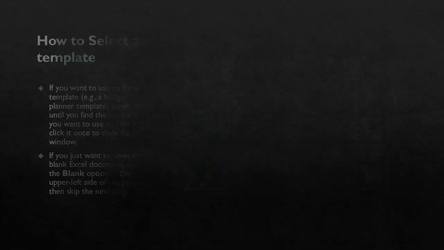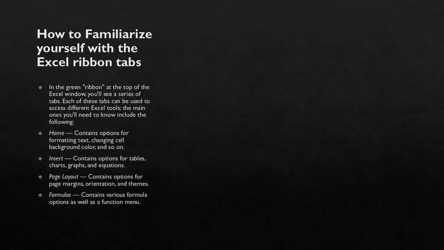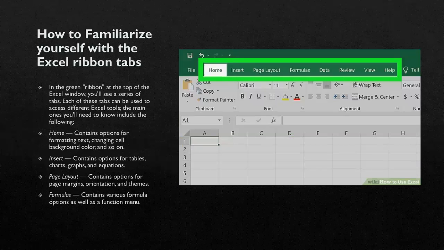Now move on to slide number 3. That is to tell us how to familiarize yourself with the Excel ribbon tabs. Okay, now in the green ribbon at the top of Excel, you'll see a series of tabs. Each of these tabs can be used to access different Excel tools. The main ones you need to know include the following: the Home tab. The explanation of it is it contains options for formatting text, changing cell background color, and so on.